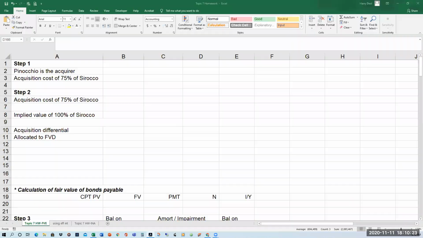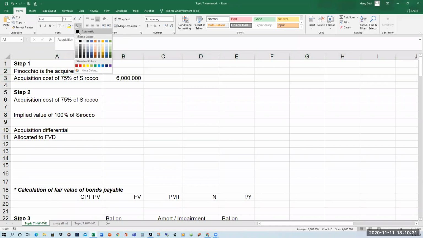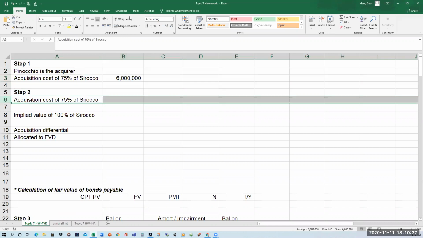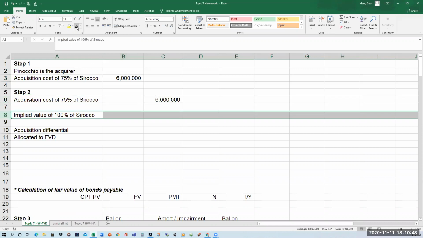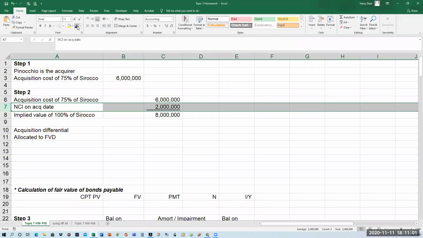So if we look at the calculation of the acquisition differential here, well, first off, the acquirer is Pinocchio, and the acquisition cost of 75% of Sirocco is $6 million. Considering the cost of 75% of Sirocco's shares being $6 million, we get an implied value of 100% of Sirocco equaling 8 million. 6 million divided by 0.75 gives us $8 million. The difference between the parent's acquisition cost and the implied value is non-controlling interest on the date of acquisition.